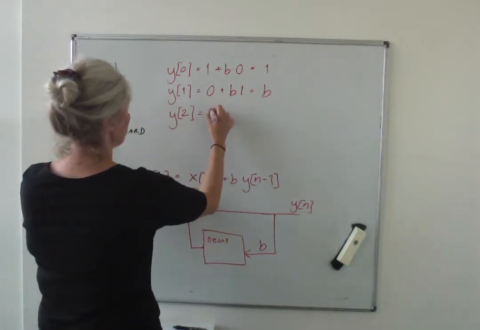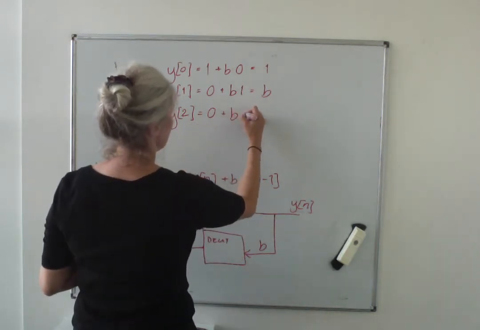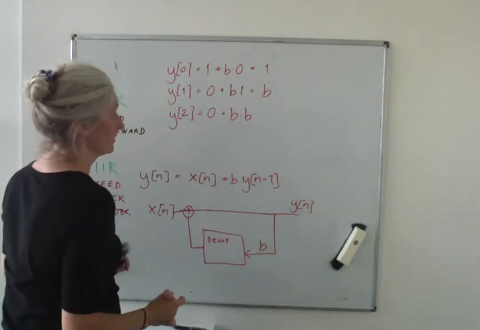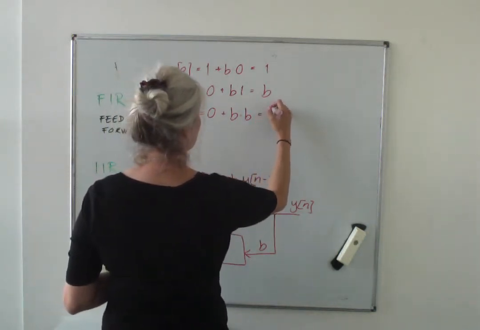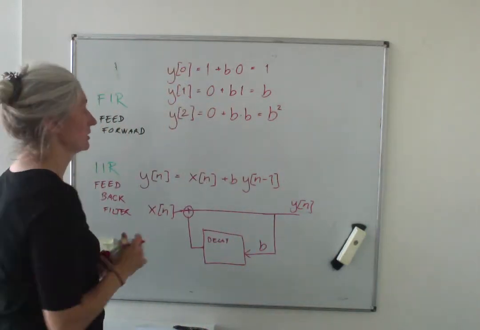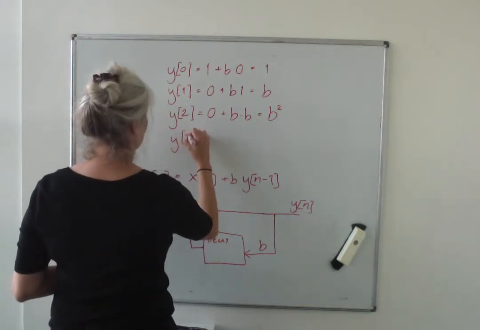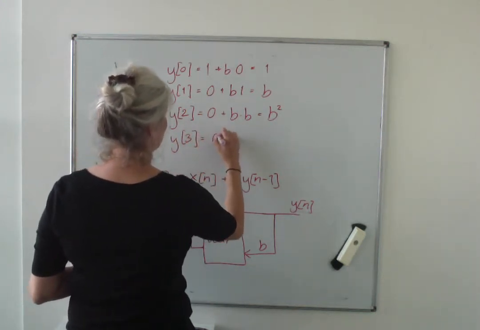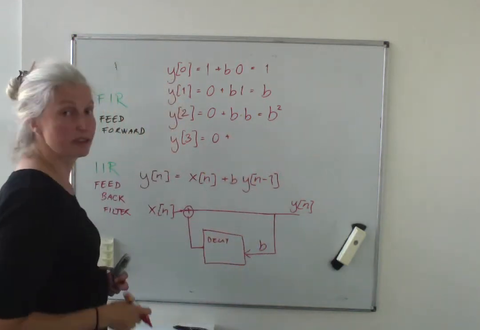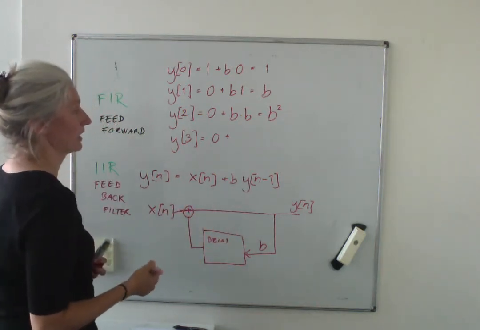The input signal is 0. The output signal is b. But we have a multiplication of that also. So we get b squared. Next, input signal is still 0, but you can see that the output signal keeps on feeding back into the delay and coming back.